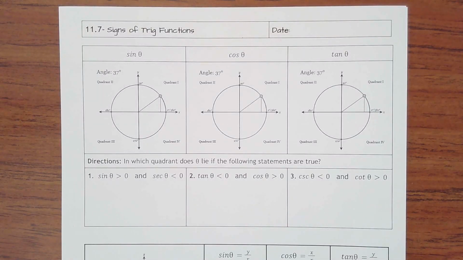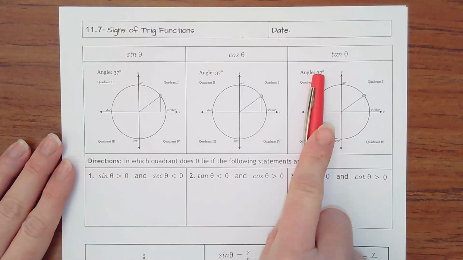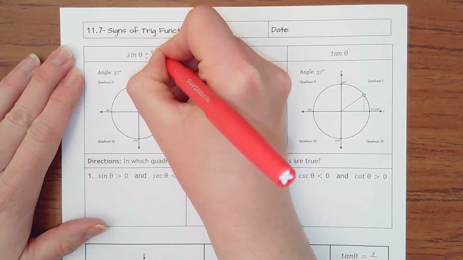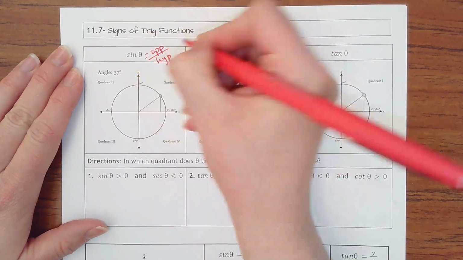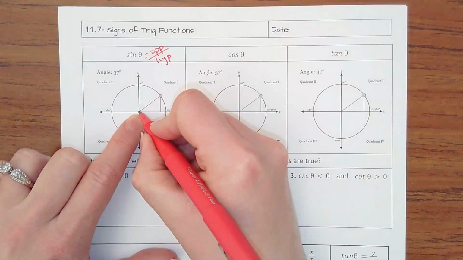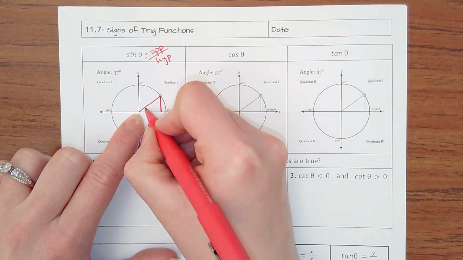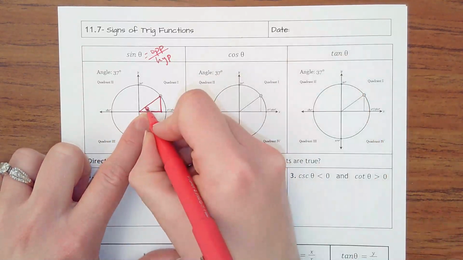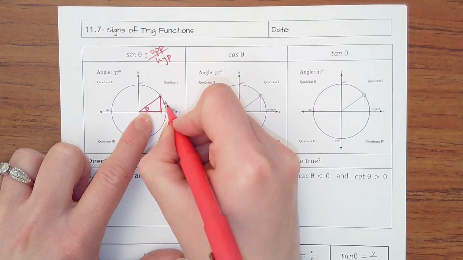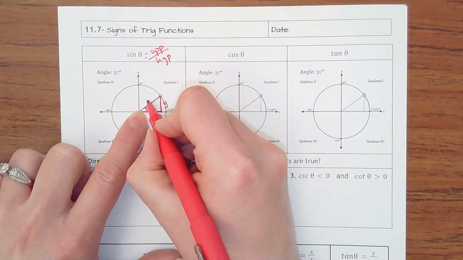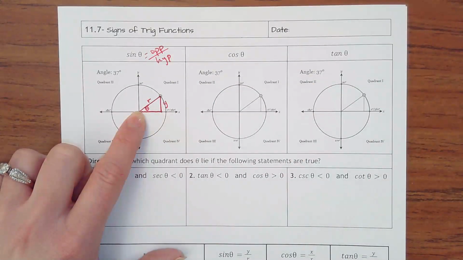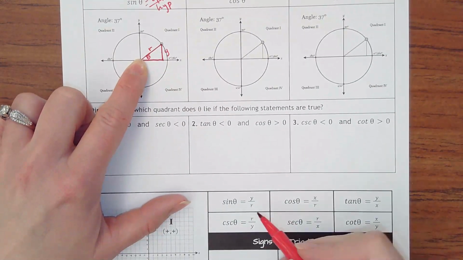11.7 is signs of trig functions. So we've got our three basic ones: sine, cosine, tangent. I want to go back over talking about sine being opposite over hypotenuse. In quadrant 1, if this is my triangle and my angle is right here in this corner, my opposite would be this y over the hypotenuse, or we call this the radius of the circle because it's center to the edge. So towards the bottom of the page, you'll see this ratio y over r.